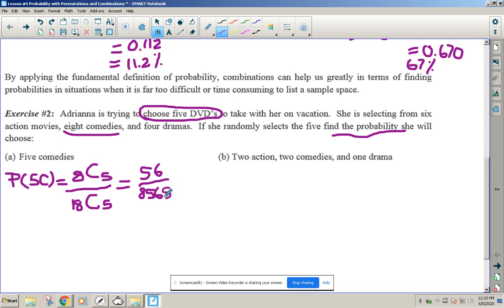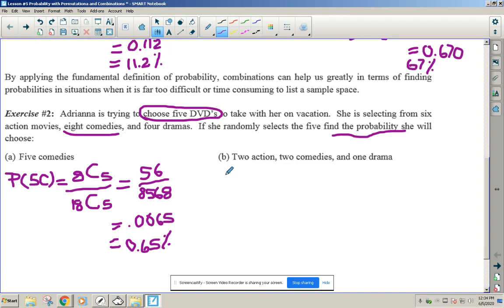Very small fraction. But again, would you know that by looking at the fraction? Probably not. So do the division. When you do the division, we're getting 0.0065 as a decimal. So that's a really small decimal number. And as a percent, that's not even 1%. As a percent, that's 0.65%. So it's less than 1% chance that she's going to pick 5 comedies.